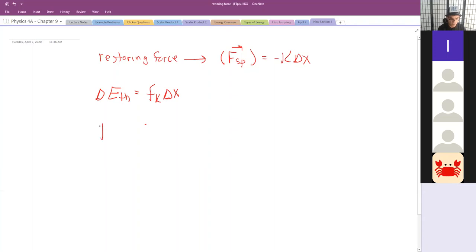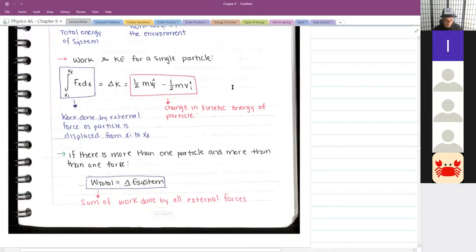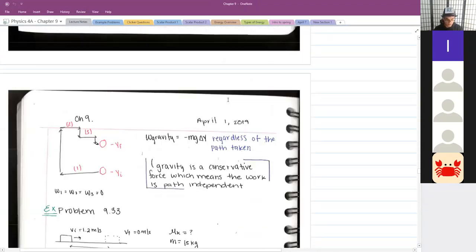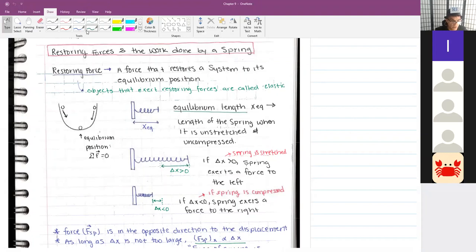And the very last thing we're going to look at is power, which is how much the energy of a system changes with respect to time, but it's also equal to how much work a force does as a function of time. So let me look at just restoring forces, and I want to do this a bit with lecture notes. Let me scroll down to... Okay. So restoring forces. Let me draw for a second, do this in green.